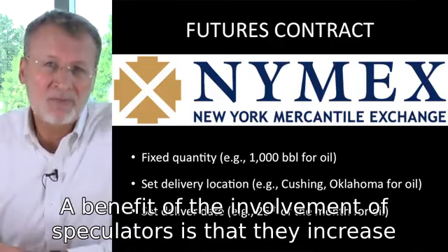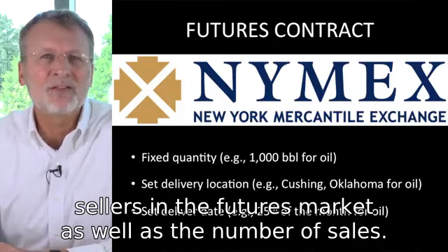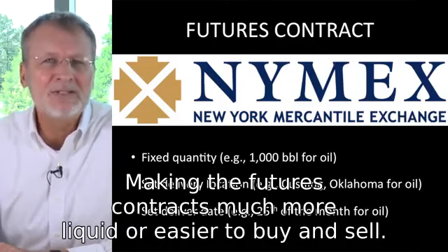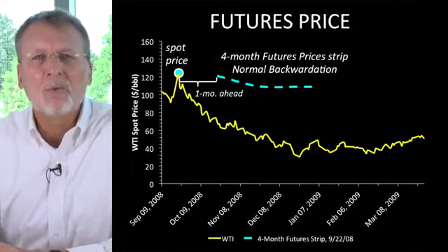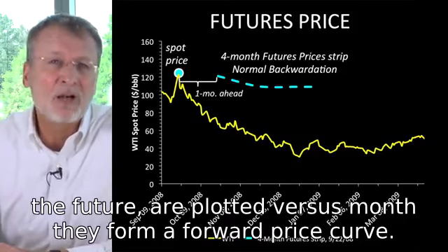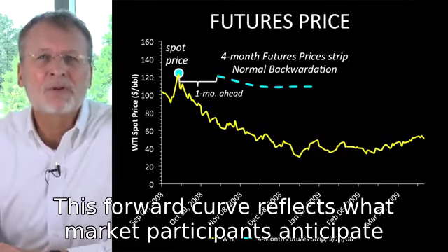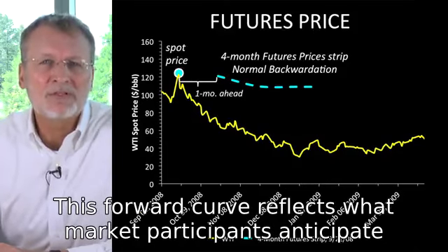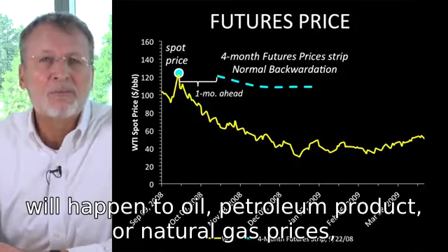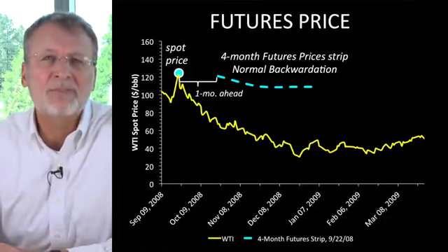A benefit of the involvement of speculators is that they increase the number of buyers and sellers in the futures market, as well as the number of sales, making the futures contracts much more liquid or easier to buy and sell. When the different prices of futures contracts from 1 to 18 months out into the future are plotted versus month, they form a forward price curve. This forward curve reflects what market participants anticipate will happen to oil, petroleum product, or natural gas prices moving forward as a result of projected changes in demand and/or supply.